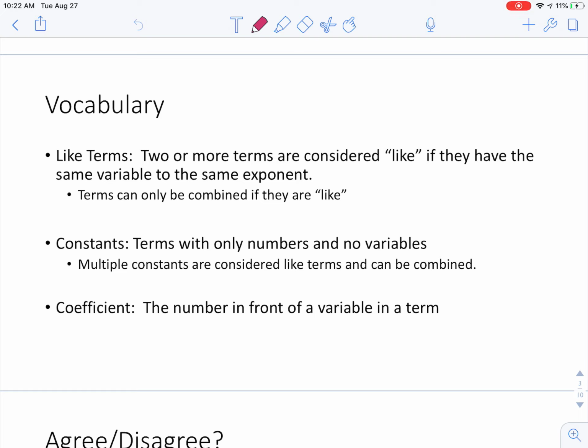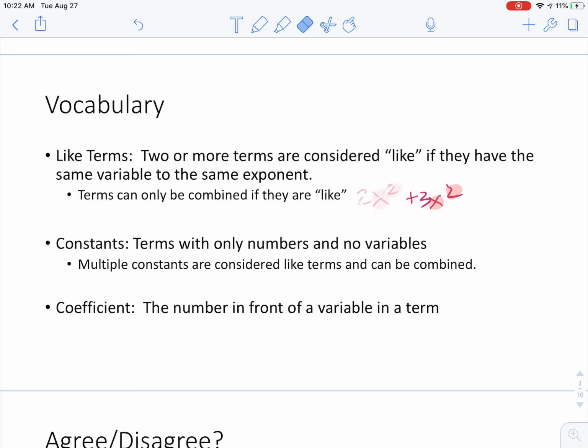Like terms. So what are like terms? The lesson is about combining like terms. Like terms are two or more terms considered like if they have the same variable to the same exponent. So for example, x squared and x squared are like terms. 2x squared and 3x squared are like terms because it's the same variable to the same power.